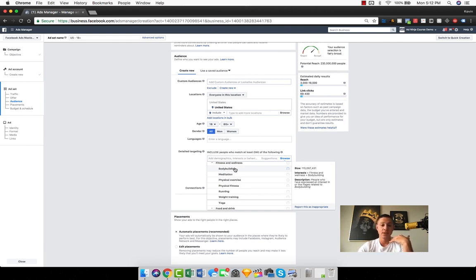And then we'd see, bodybuilding was giving us like $1 per click. Physical exercise was $2 per click. Physical fitness was $3 per click. And so we'd start to scale bodybuilding because it had the cheapest cost per click. Weight training is another good one. Yoga, there's a ton of money to be made.